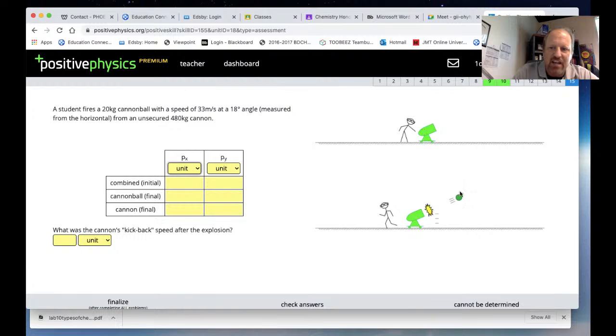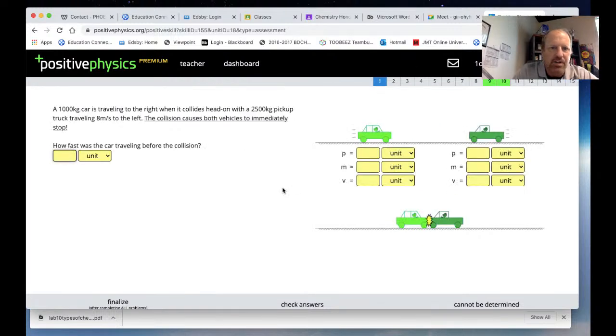This is fired at an angle, so you're looking at horizontal speed versus vertical speed. So make sure you keep that straight. These are pretty easy. This collision causes both vehicles to immediately stop. Okay? So it means the momentum coming in equals the momentum coming in from the other direction. So you can work that magic.